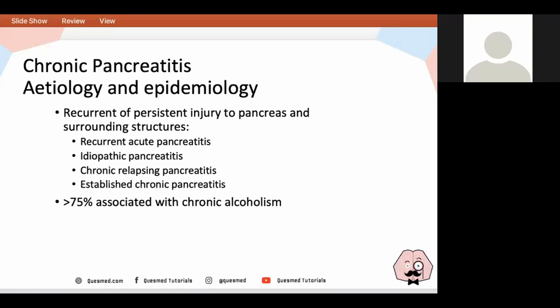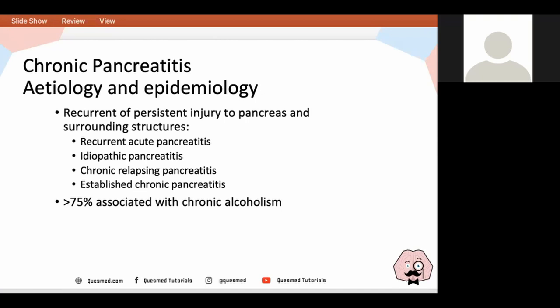Patients with chronic relapsing pancreatitis have relapsing pain that's not clinically recognized as chronic pancreatitis. So for example, they don't really have the same hallmark features. However, in these patients, if you're to take a tissue specimen, then you'd see the changes characteristic of chronic pancreatitis.